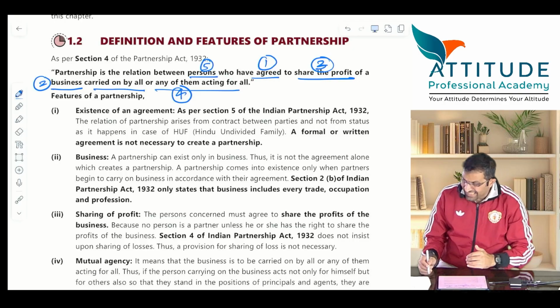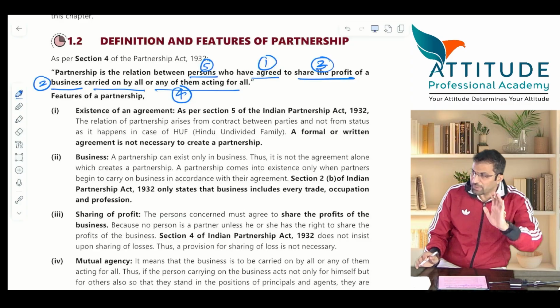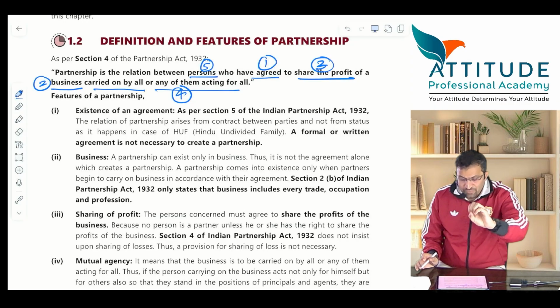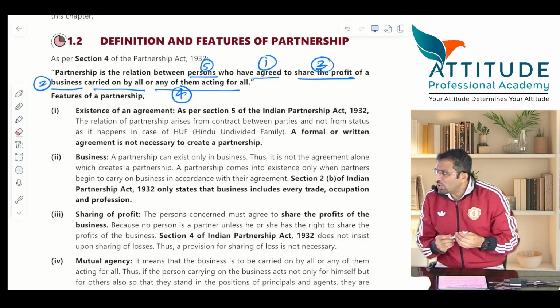Now, this in detail we'll take later on. Right now you understand there should be persons, there should be agreement, minimum 2 people, sharing of profits is important, business is important, and business can be carried on by all or any one of them acting for all.